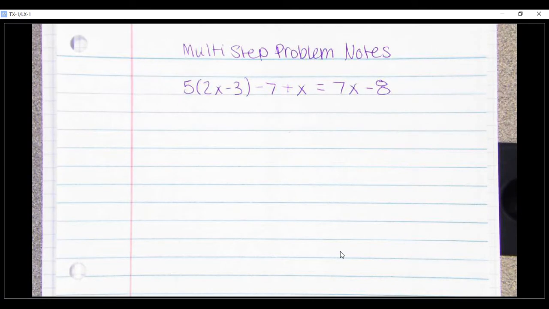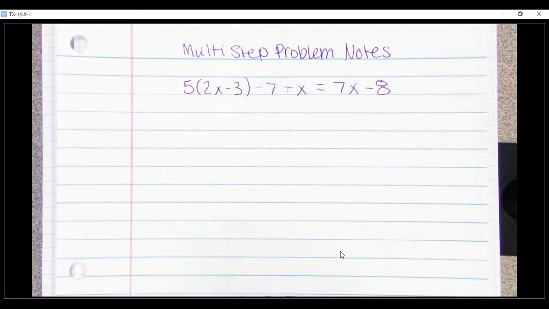So here we go. Step 1. We're going to complete distributive property by multiplying the number in front of the parentheses by everything inside. So if you have distributive property, that's your first step. If you don't have distributive property, you'll move on to step 2. This has distributive property, so I am going to do that.